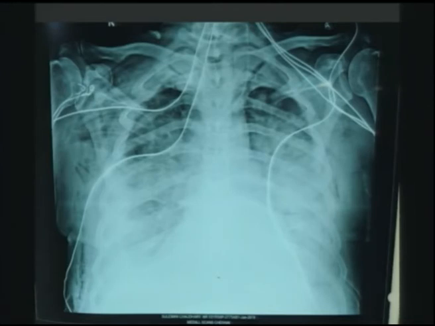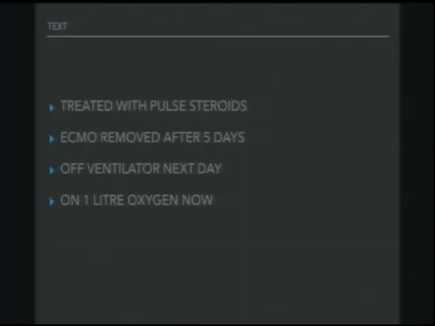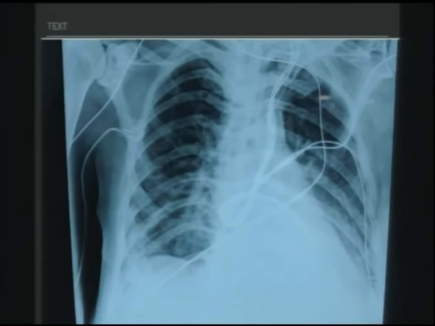So we treated him with pulse steroids. The biopsy was negative, and he responded dramatically. ECMO was removed after 5 days, lost ventilator next day, and is shifted to the room with an X-ray looking like this. The histology came back as non-specific vasculitis, query autoimmune vasculitis.